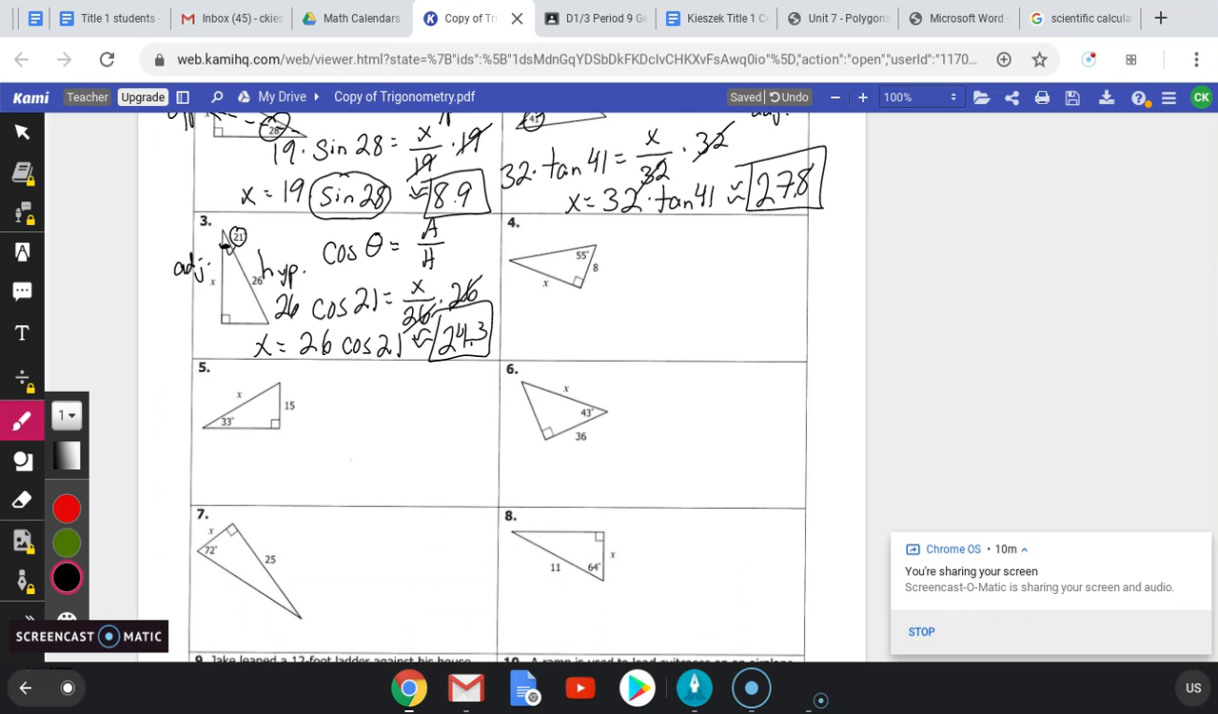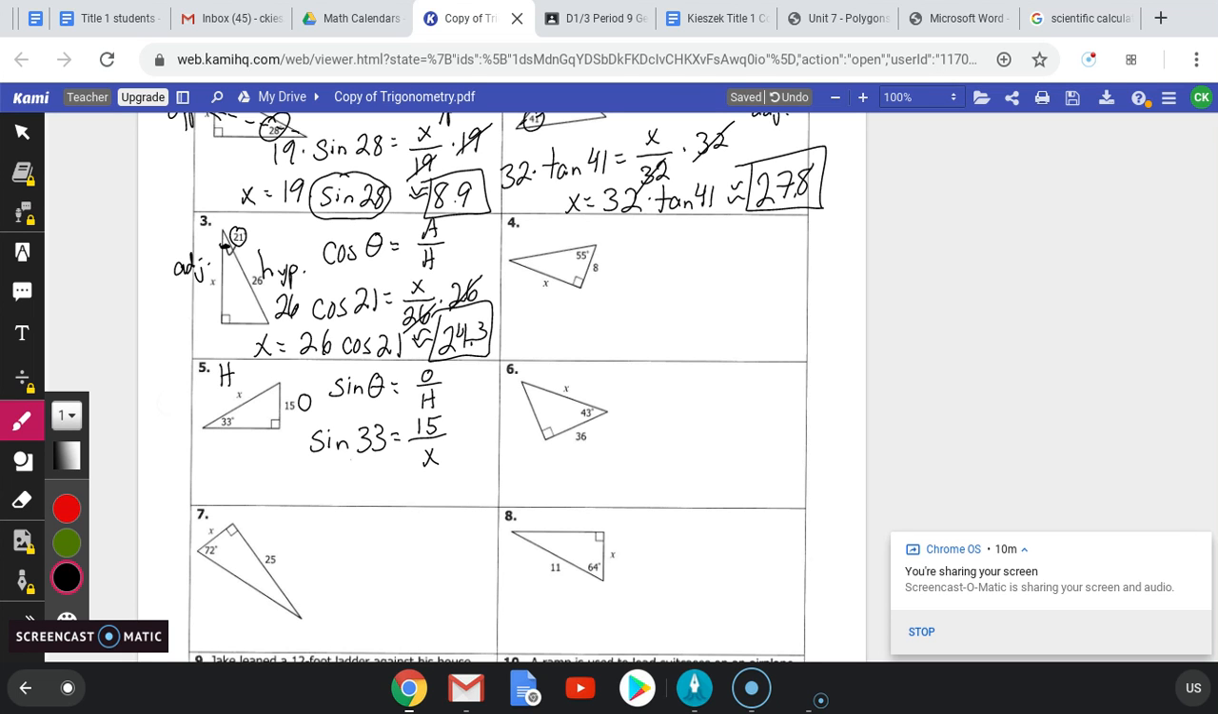So again, here's a 33 degrees. What's the relationship of 15 and x to that angle measure? 15 is the opposite side, and x is the hypotenuse. So which trig function deals with that ratio? That would be sine. Sine is equal to opposite over hypotenuse. So now let's fill in the blanks again. Sine of the angle 33 equals opposite 15 over the hypotenuse x.